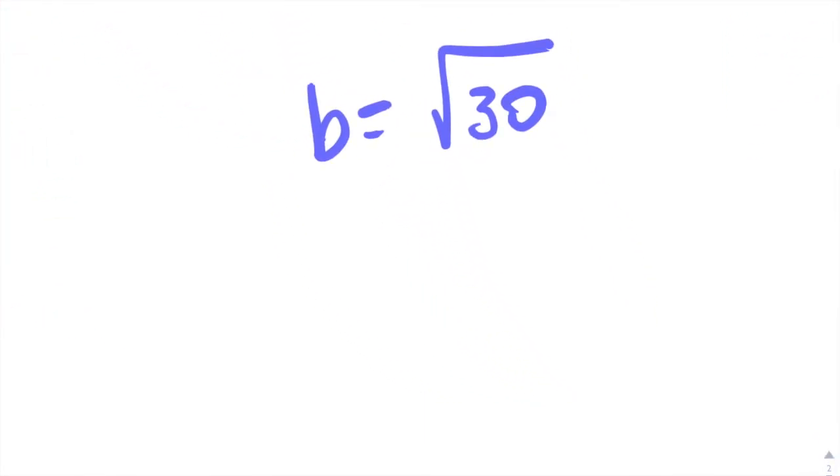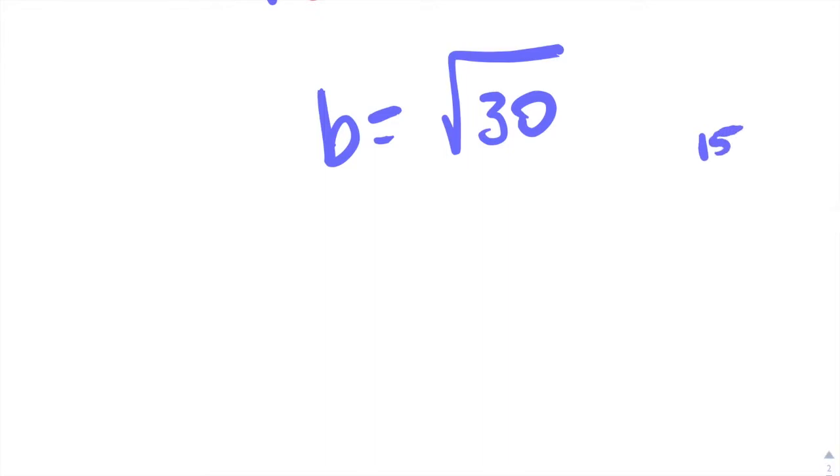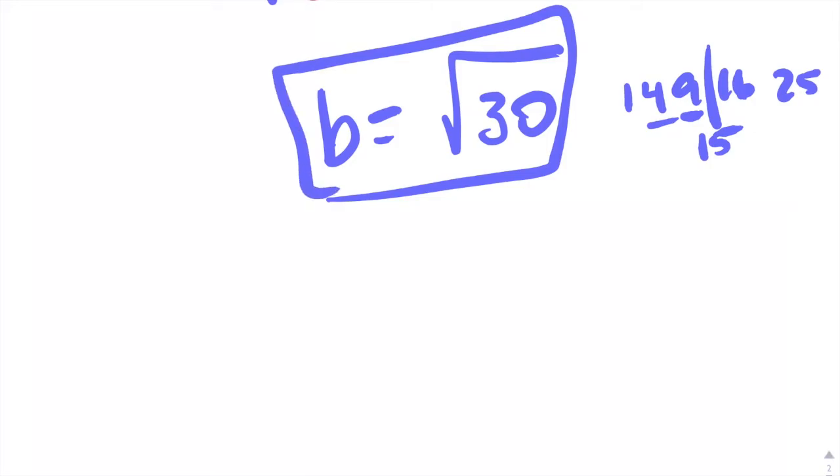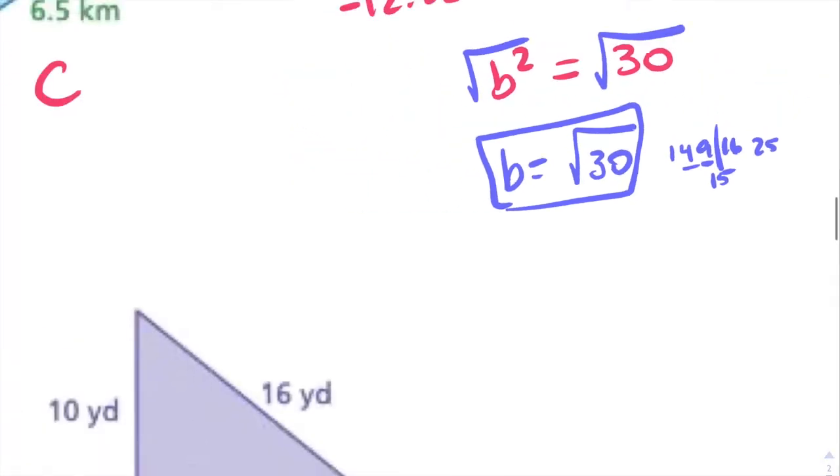Now let's see if we can simplify this, right? So remember, use the tricks that we talked about earlier. Can we simplify this further? Is there a perfect square that fits inside 30? So I cut it in half, you get 15. My perfect squares are 1, 4, 9, 16, 25. So that would fall right here. So 9 does not go inside 30 evenly. 4 does not either. So that means this is my most simplified form of the square root.